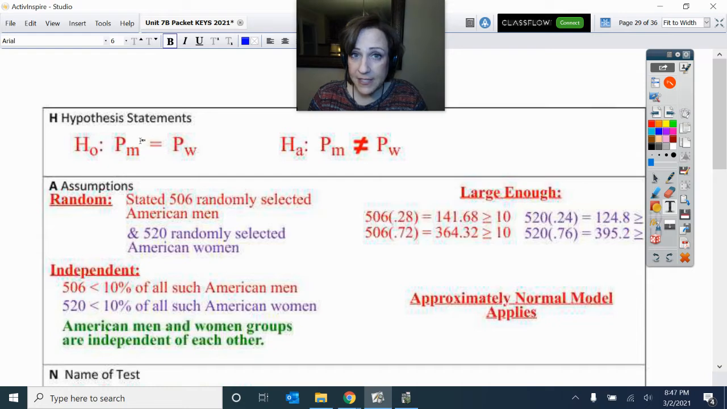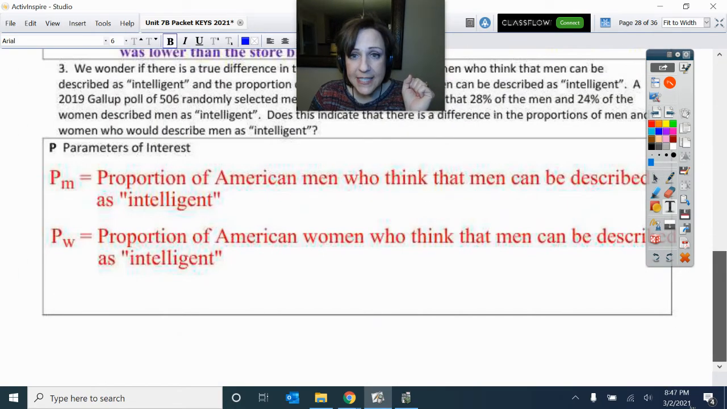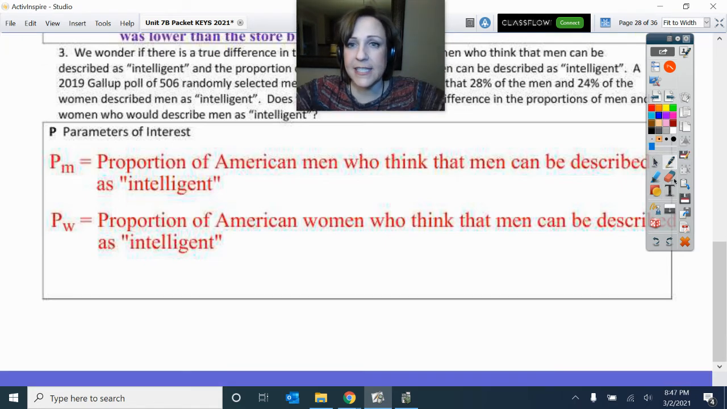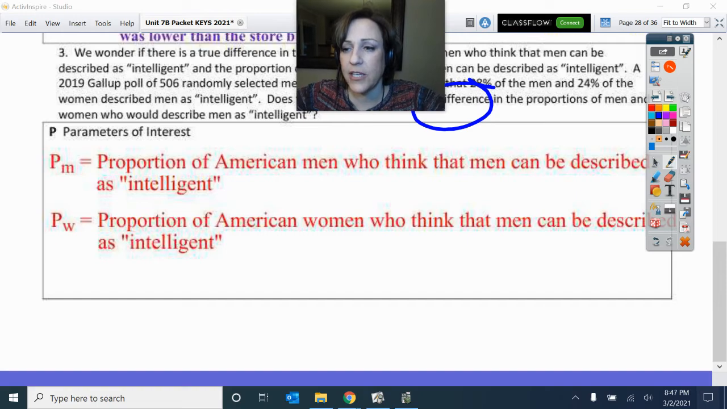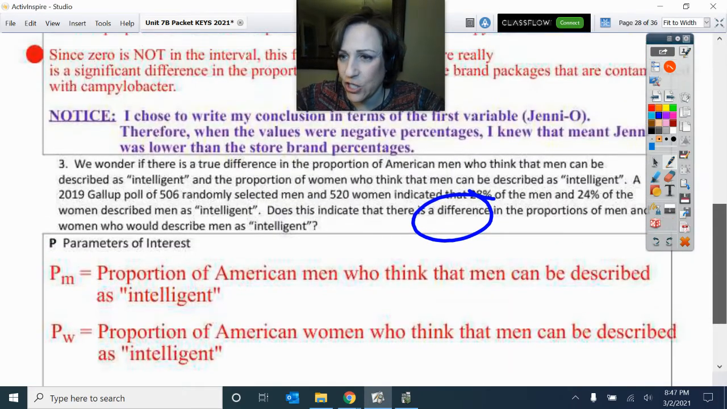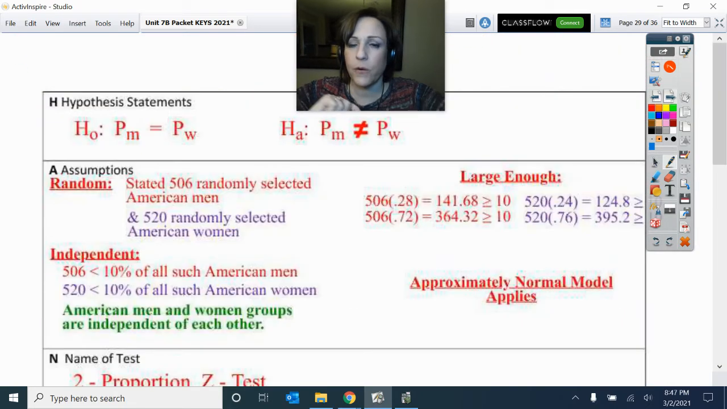Now, our null hypothesis, of course, we start off just saying they have the same rate of opinion. But alternatively, we had a two-tailed test, because if you remember down here, it said, does this indicate that there is a difference? Because it's asking if there is a difference, that's why I did the two-tailed. Okay, not equal to.